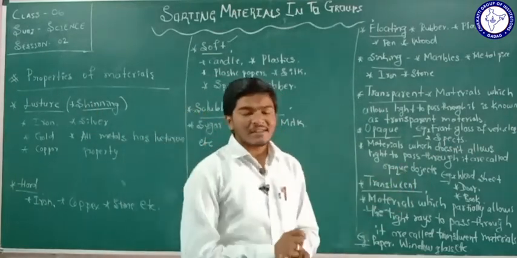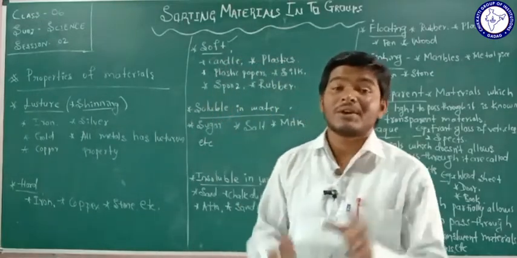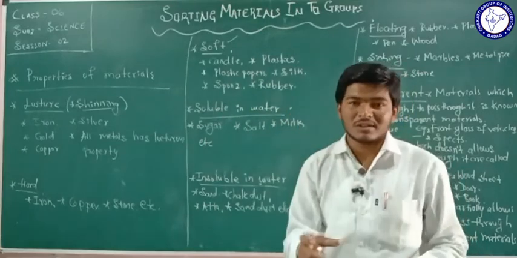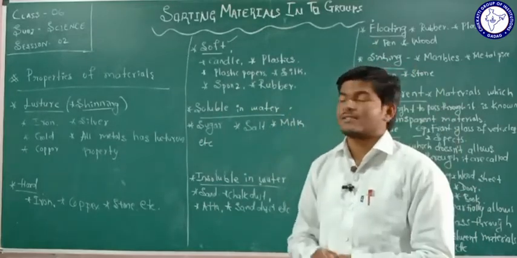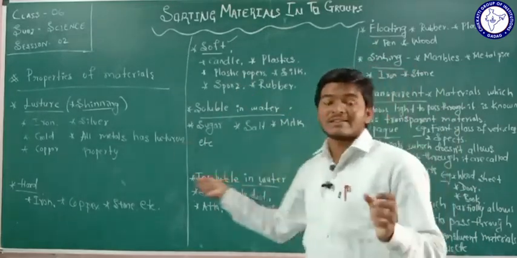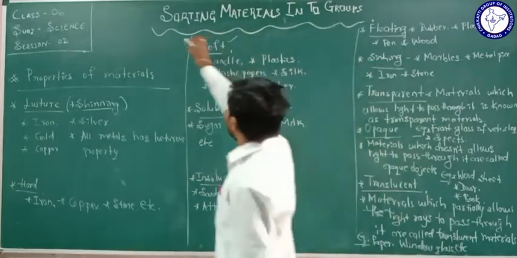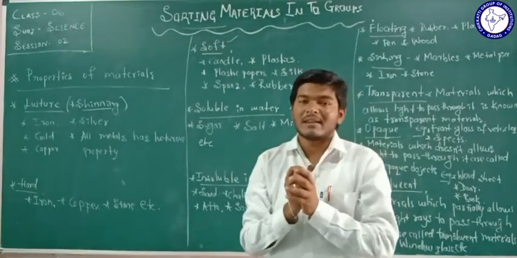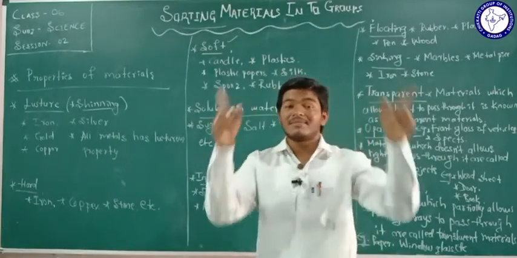So in this lesson we are going to group the materials based on their properties, and also based on their structure and the materials from which they are made. So this is all about sorting. What is the meaning of sorting here? That is nothing but the grouping of materials based on their characteristics and physical properties.